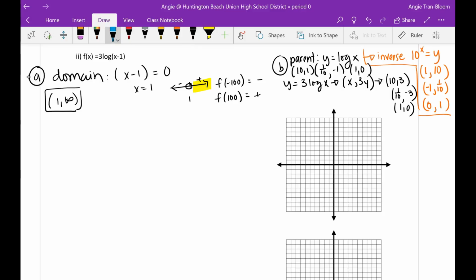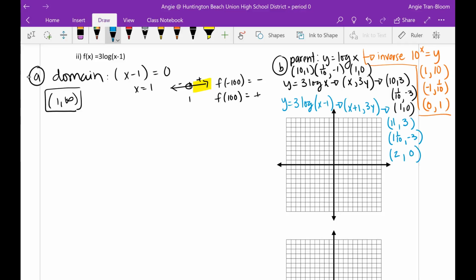Next is going to be y equals 3 times log of x minus 1. This is to the right by 1. That means x is going to add 1. And y stays exactly the same as earlier. So here are my 3 points. Okay. All right. 10 plus 1 is 11. Y stays the same. Okay. 1 over 10 plus 1 is now 1 and 1/10, comma negative 3. And 1 plus 1 is 2, 2, comma 0.